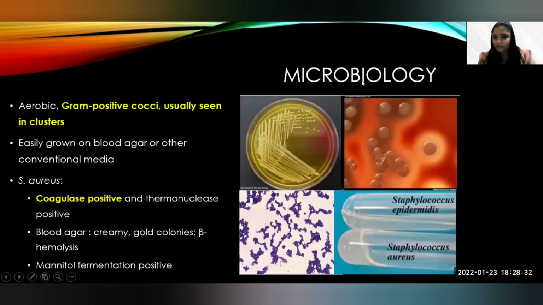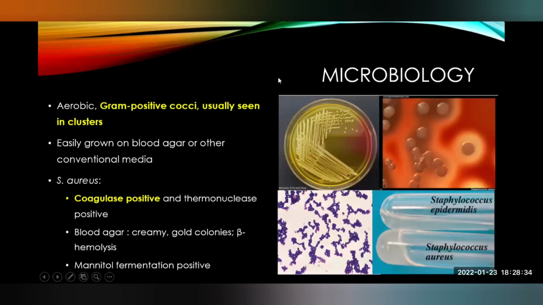Just a brief introduction. Staphylococcus aureus is a gram-positive cocci usually seen in clusters, which easily grows on blood agar, giving the typical characteristic hemolytic colony. Staphylococcus aureus is coagulase positive, and another group is coagulase-negative Staphylococcus, which constitutes another group of infections which I will not be covering in my webinar.